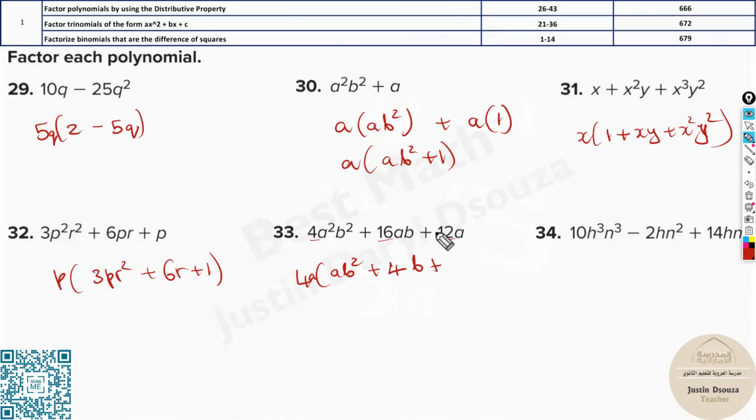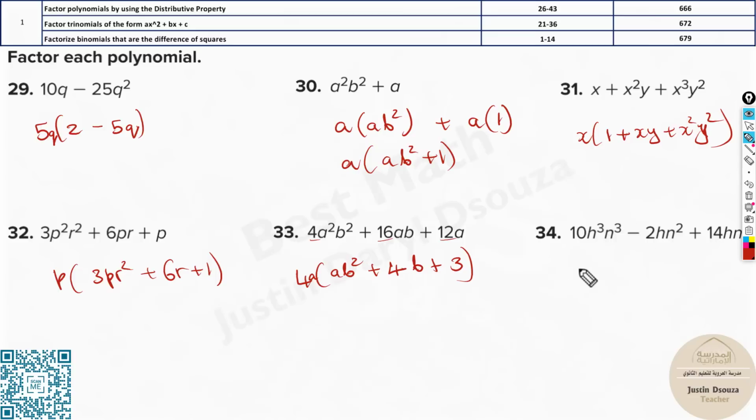It cannot be taken out because there is no B here. So it's only A and 4. So 4 is gone, so it'll be 3. Basically, you have to just divide 12 by 4, you'll get 3. Or you can see it like this, 4 times 3 is 12. And A is also outside. So that's it. So that will be the answer.